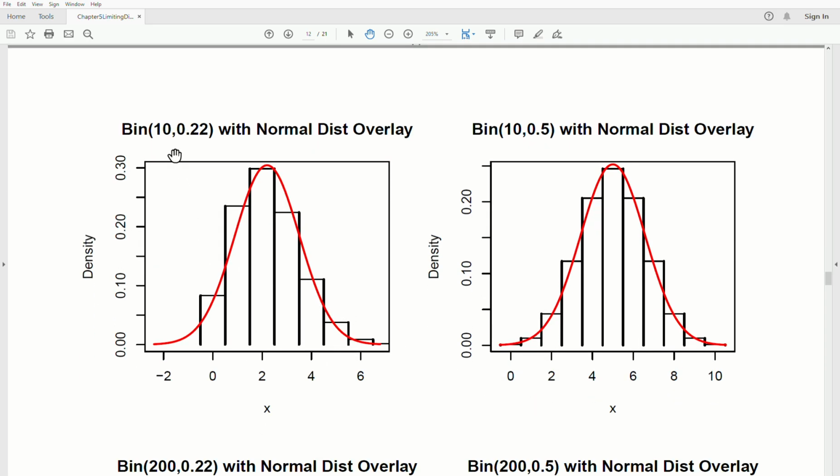Okay, so this plot here is a binomial with n equal 10 and p equal 0.22, with the normal density overlaid. This one here, n is 10 and p is 0.5 with the normal density overlaid. If we just look at this one here, the probability that X is 4, remember X is a binomial random variable, is actually this height. So it's 0.2. That's the probability. But notice that if we add 1/2 and subtract 1/2, the area of this rectangle is actually equal to the probability that X equals 4.